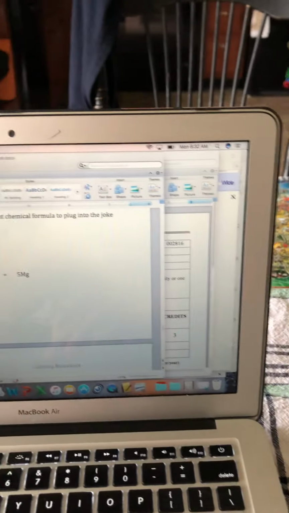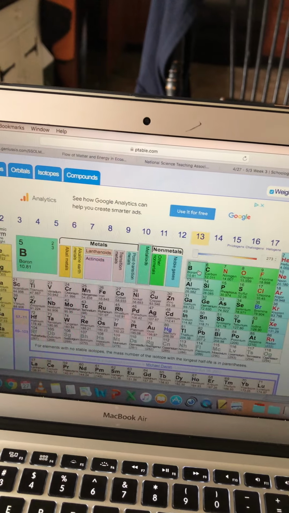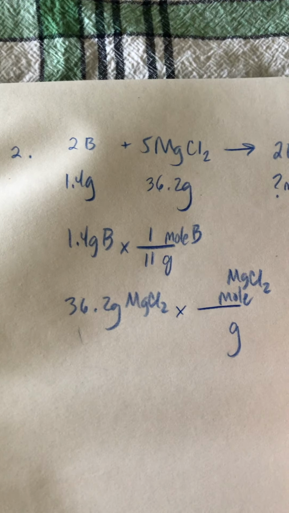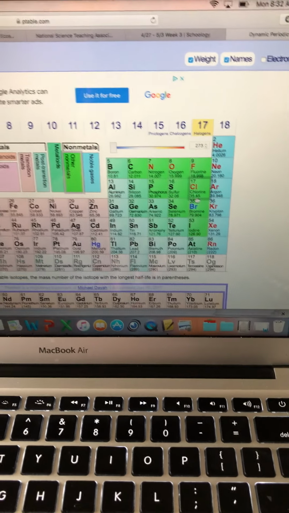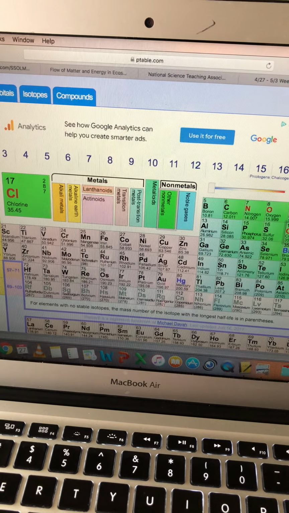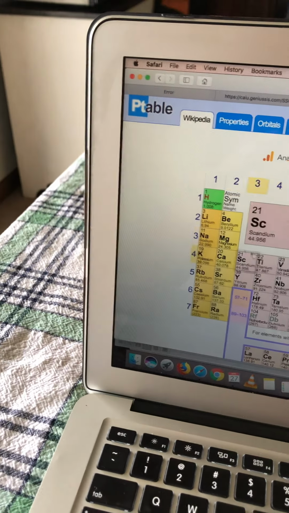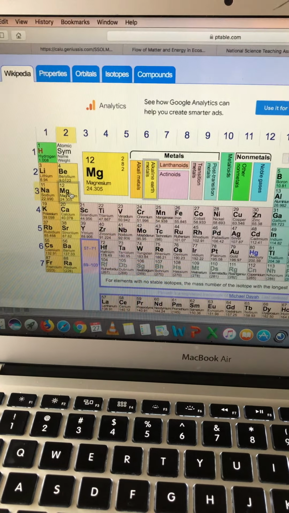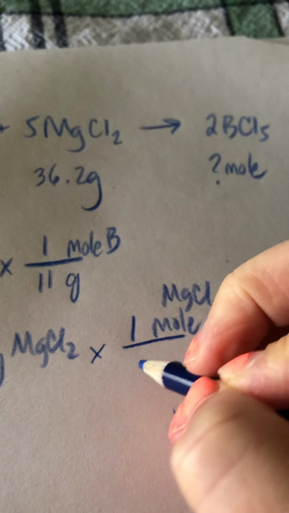So the mass of boron, look at your periodic table, and it is 10.8, so I'll round to 11. So I'll put 11 there and 1 there. Magnesium chloride, I always do 35.5 for chlorine. If you round to 36, that's fine. And if you keep 35, it's going to be fine too. It won't be totally wrong. And 24. So 35.5 times 2 is 71 plus 24 would be about 94 grams. So we'll put 94 grams right there.